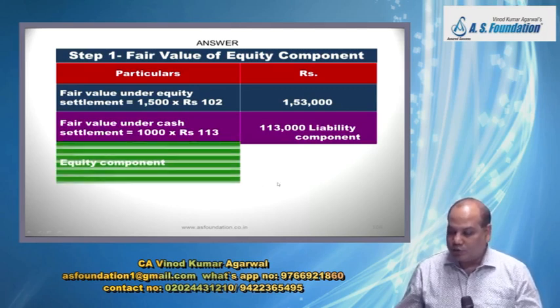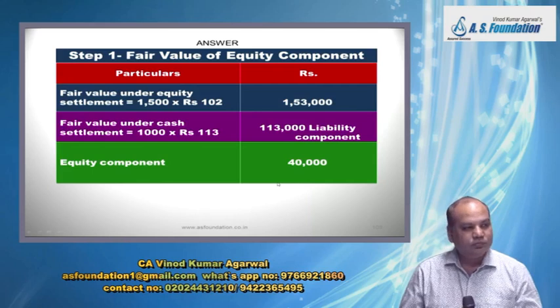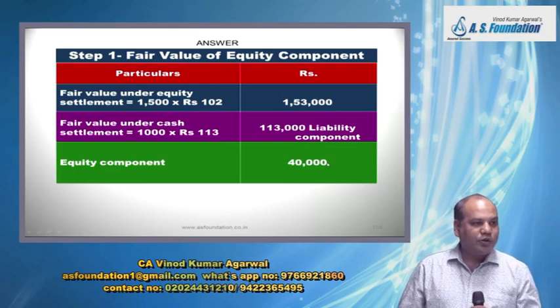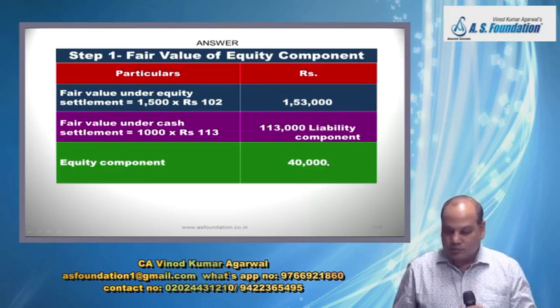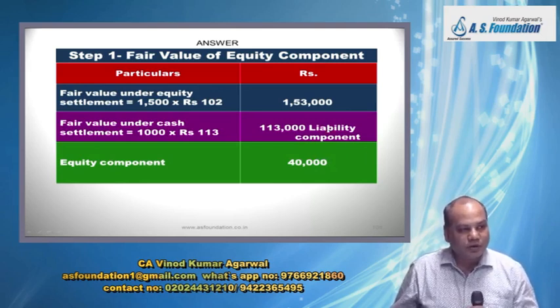So the difference portion indicates there is an equity component in this: 40,000. This 40,000 will not be remeasured. It will be amortized over the service period, which is 2 years in this problem. So each year how much will you transfer? 20,000 to expense and 20,000 to equity. But this liability component requires remeasurement.